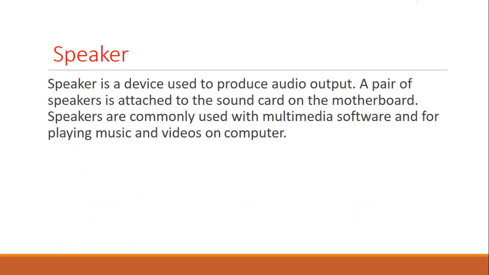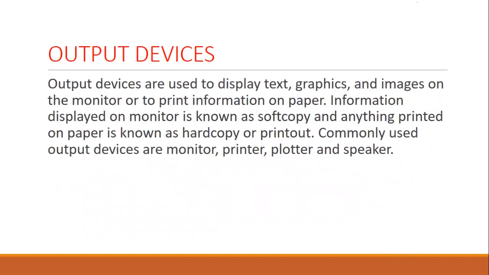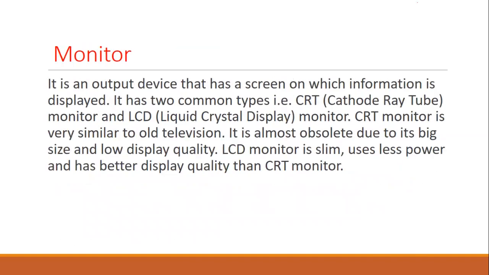So these are the output devices that we discussed: speaker, plotter, printer, two types of printer, impact printer and non-impact printer. In the impact printer, we use the dot matrix. And also a monitor. In the monitor we discussed the CRT and LCD. CRT is cathode ray tube, and LCD is liquid crystal display. Which one is better? Of course LCD is better, because it is slim as compared to the CRT, consumes less power, and has a better quality display.